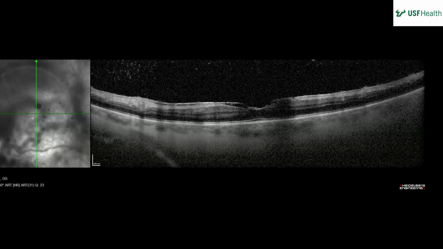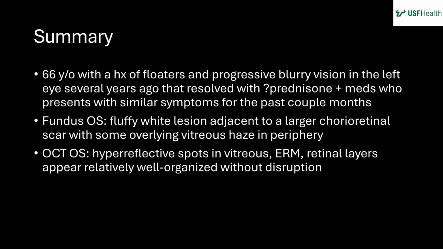Okay, and then there's another OCT MAC, and the vitreous, again, can't tell if it's exposure or if those do look more like truly cells. Now that I'm looking, it looks like there are some of those deposits along the surface of the retina, again with an epiretinal membrane. The rest of the retinal layers look organized. Just kind of summarizing the findings.